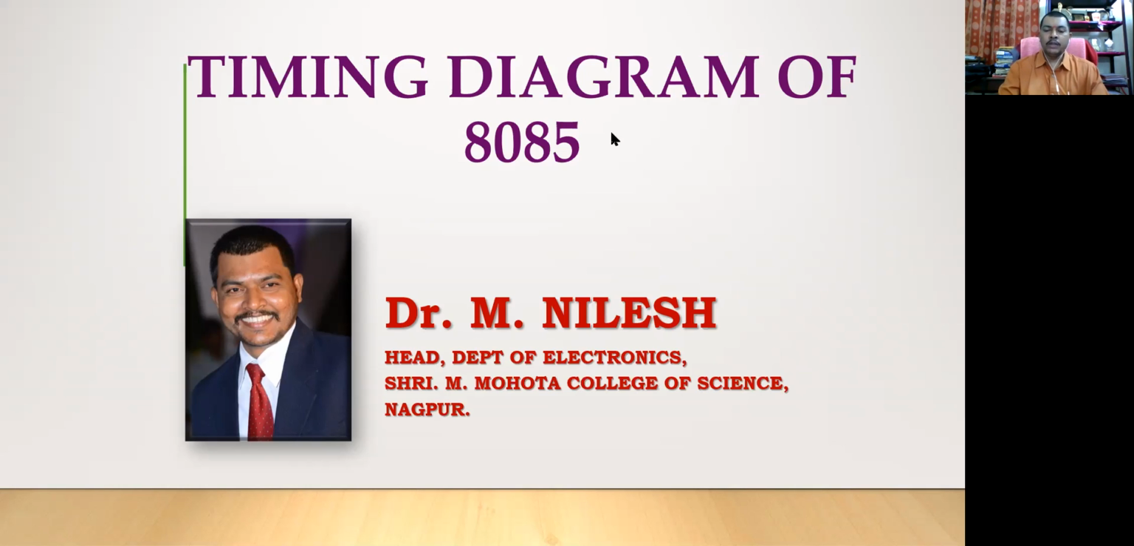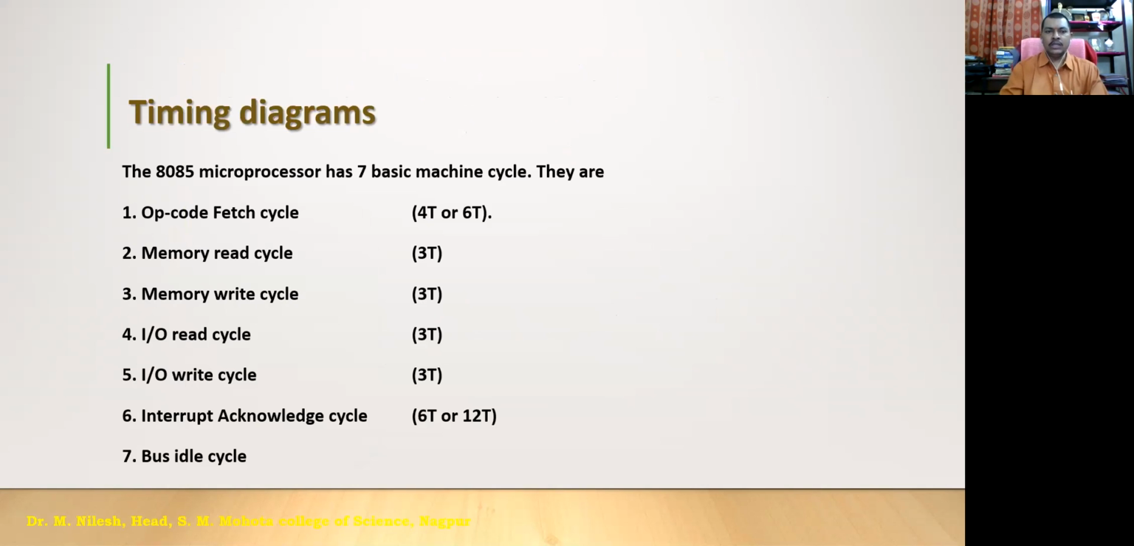So what happens is that on each of the clock pulses the microprocessor is supposed to do certain work, and that is called the timing diagram. So we are concerned with how this microprocessor is going to work using this timing diagram. This is what we have to study in today's class. So the first one is, what are the timing diagrams? The 8085 microprocessor has 7 basic machine cycles. Machine cycles, remember this.